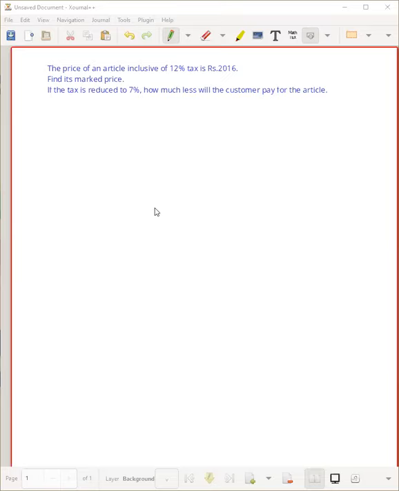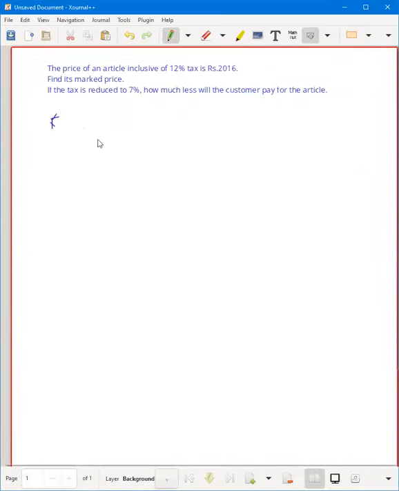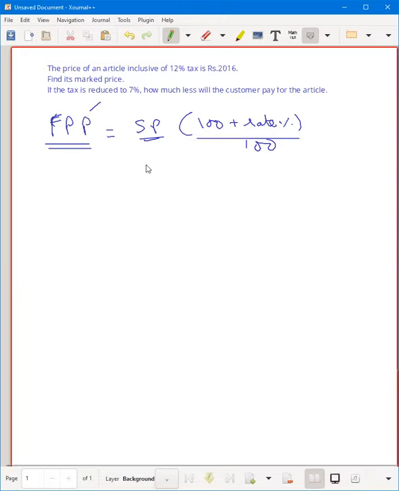Siddhant Garve, I gave you three methods. Use the formula one if you're getting difficulty. We have a formula for finding out the sale price of a good. The final price paid is equal to the selling price into 100 plus rate upon 100. We can use this if the price is given including tax. FPP is final price paid, or selling price including tax. We can use this directly to solve it.